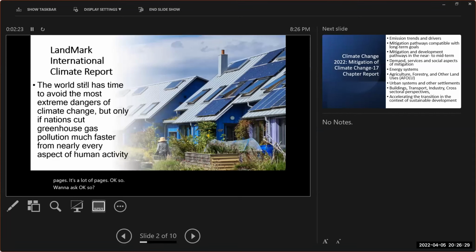Landmark international climate report. They say the world still has time to avoid the most extreme dangers of climate change, but only if nations cut greenhouse gas pollution much faster from nearly every aspect of human activity. People, the countries, are not taking this issue seriously. Each country comes together and they're not promising enough. That is what they're finding, that if they continue at this rate, there's going to be a climate change crisis in the world.